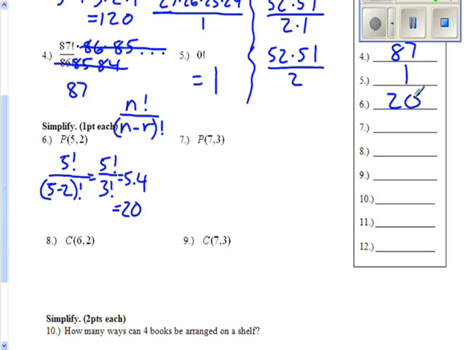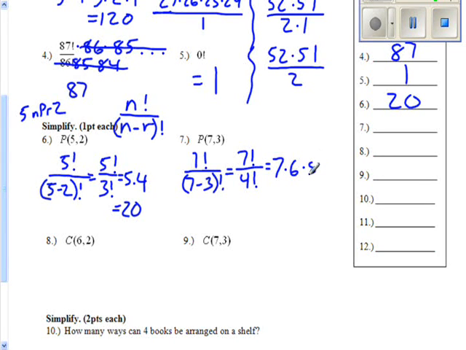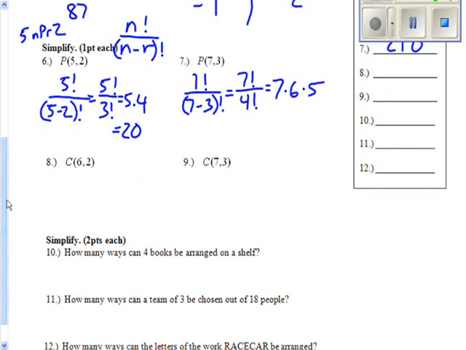Okay? But again, we could plug that right into our calculators. You plug the 5 in, then the nPr button, and then the 2. Okay? Next one, same thing. 7 factorial over 7 minus 3 factorial. So that's 7 factorial over 4 factorial. So that's 7 times 6 times 5, which looks like 210. Okay? But again, you can plug that right into your calculator.